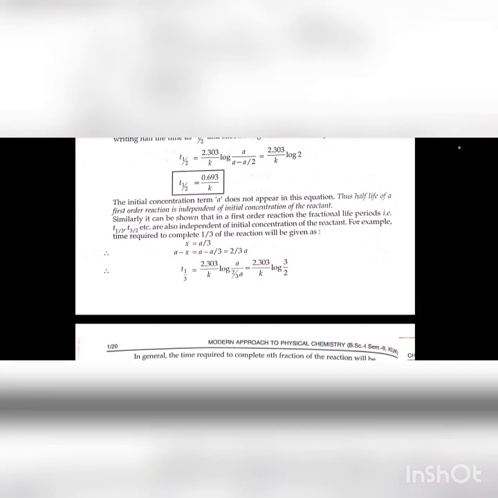The initial concentration term a does not appear in the equation. Thus, the half-life of a first order reaction is independent of the initial concentration of the reactant. Similarly, it can be shown that in a first order reaction, the fractional life periods, that is t 1 by 3, t 3 by 2, etc., are also independent of initial concentration of the reactant. Now, the fractional life method can also be used to detect whether a given reaction is of first order or not.